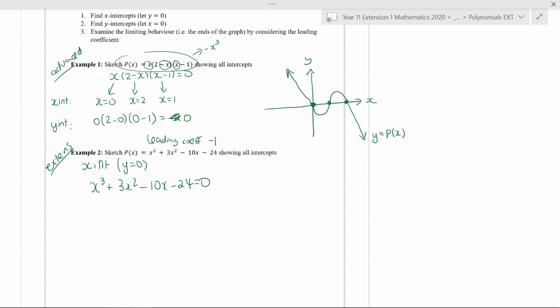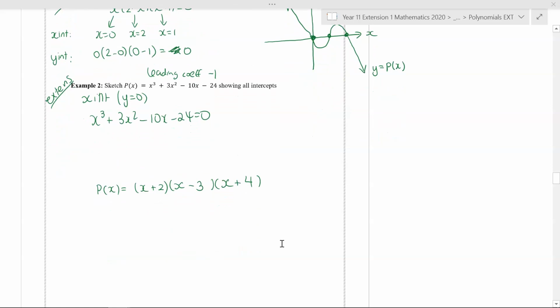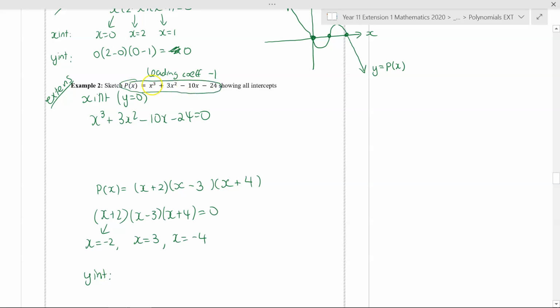Pause the video now and you can finish that off. And hopefully your polynomial will factorize to that. So this will mean when I set that to 0, either x can equal minus 2, x could equal 3, x equals minus 4. My y-intercept, fairly easy. If I go back to this polynomial, if I sub in 0, obviously this will be 0, this will be 0, this will be 0, and I'll be just left with the constant term. So my y-intercept occurs when y equals negative 24.